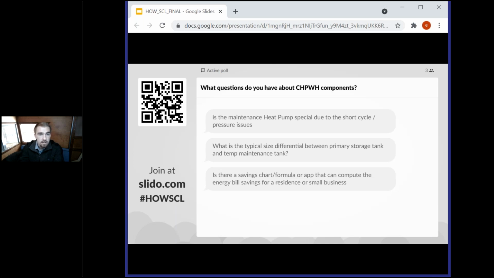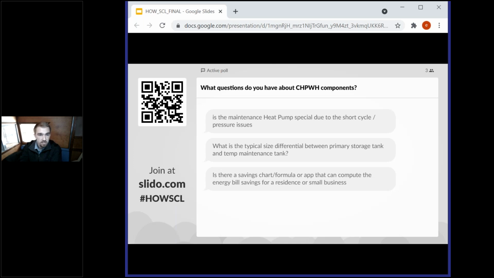And is the maintenance heat pump special due to the short cycle / pressure issues? Yeah, it is going to be special because it has to heat that warm water up to a higher temperature. So when you're choosing a heat pump for the temperature maintenance system, you'll definitely want to make sure that that heat pump's designed to handle those conditions.